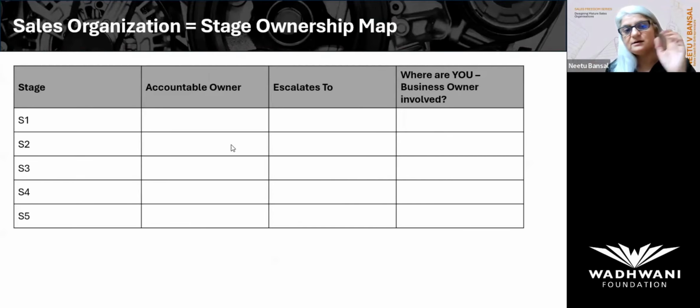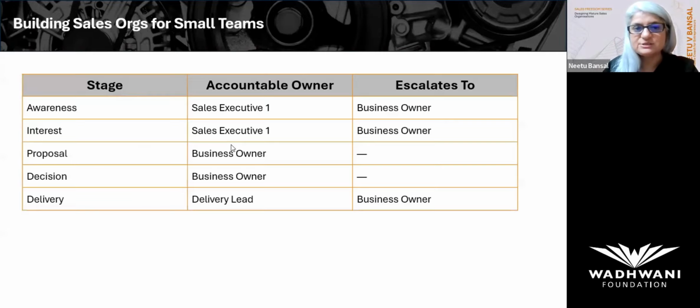What I've added here is not just the accountable owner. I've added who it will escalate to if the customer has a challenge, or if your sales team has a challenge, and where you are involved. This is exactly what very large corporates do. But in smaller organizations, the same person can handle more than one responsibility. Whatever it is, I wanted to still map it down.